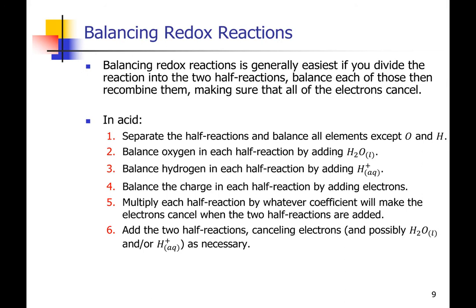We then take our two half reactions and combine them to make an overall reaction. When we do that, we have to make sure that the electrons fully cancel. And so in all likelihood, you're going to have to multiply one or both half reactions by some coefficient to bring the number of electrons produced in the oxidation half reaction equal to the number of electrons gained in the reduction half reaction.